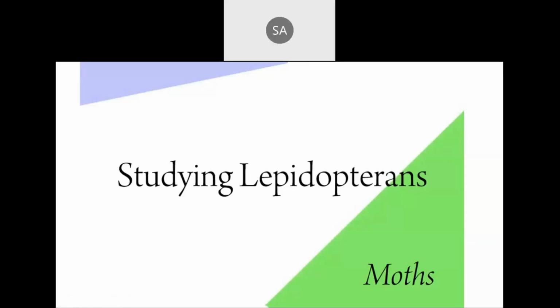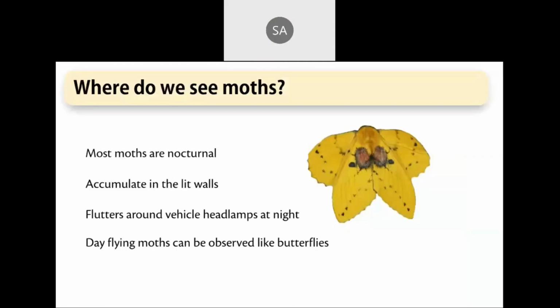Studying Lepidoptera response. Okay, let me tell you why detailed studies of Lepidopterans are needed. Detailed studies of Lepidopterans are very necessary, as they need to be controlled when they are pests, and they need to be conserved, those that are declining in their numbers. So let me add that when we know the biology of a species, then only we can know the measure how to control them. That's why studying Lepidoptera is very essential.